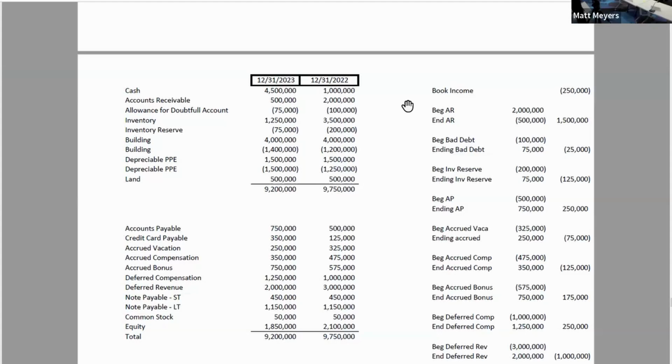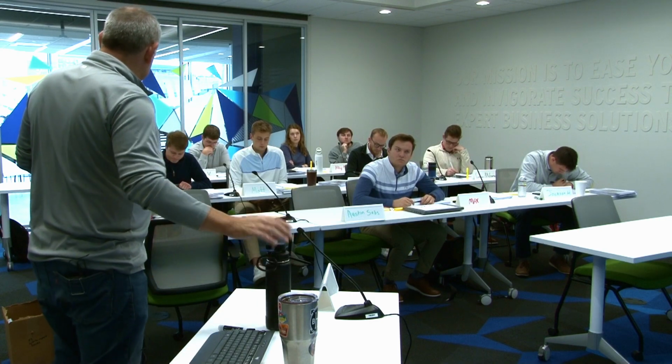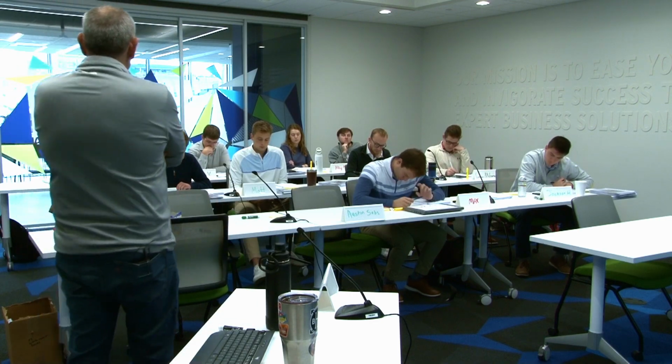Accounts payable. So we are going to subtract out our beginning accounts payable because those are things that we paid this year. So it decreases our income. And then we're going to add back our ending accounts payable because we didn't actually pay the cash for them this year. Correct.